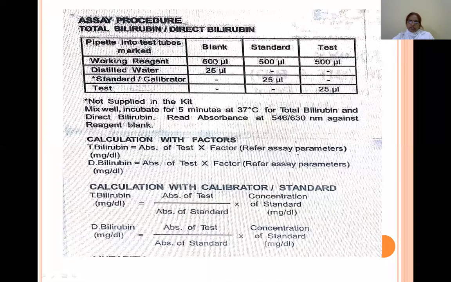Take three test tubes and mark them as blank, standard, and test. Add the working reagent one by one. Take 500 microliters of the working reagent and add it to all three test tubes, that is blank, standard, and test.